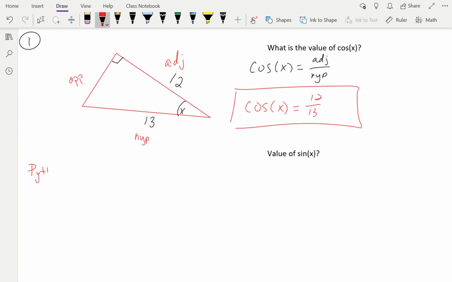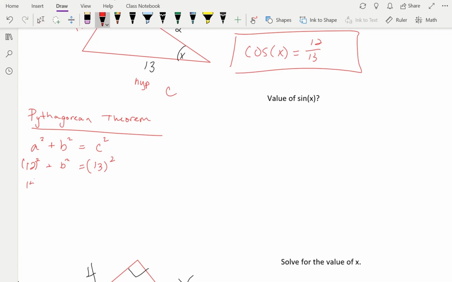The Pythagorean theorem only works with right triangles, but it says that if you take the two legs, square them each and add them together, the sum of the squares of the legs would be equal to the square of the hypotenuse. We know that we'll call the adjacent side A, the opposite side B. That doesn't really matter, but the hypotenuse must be C. So we'll say that 12 squared plus B squared is equal to 13 squared. That's just substituting in the values that we already know.